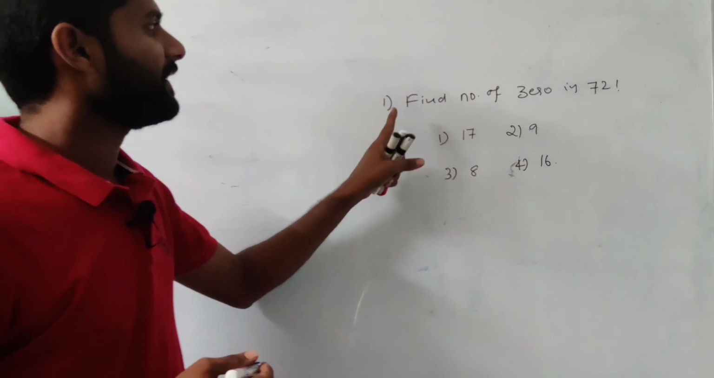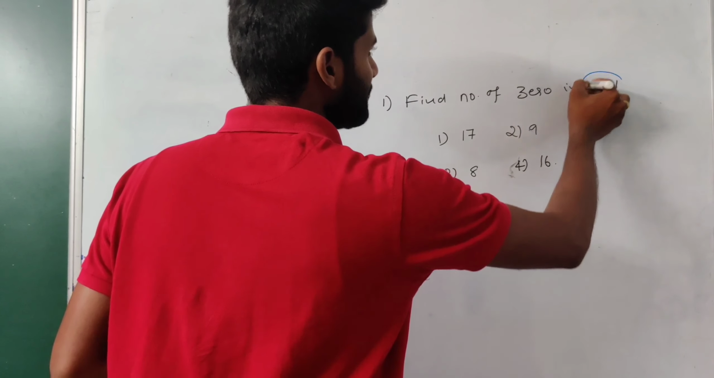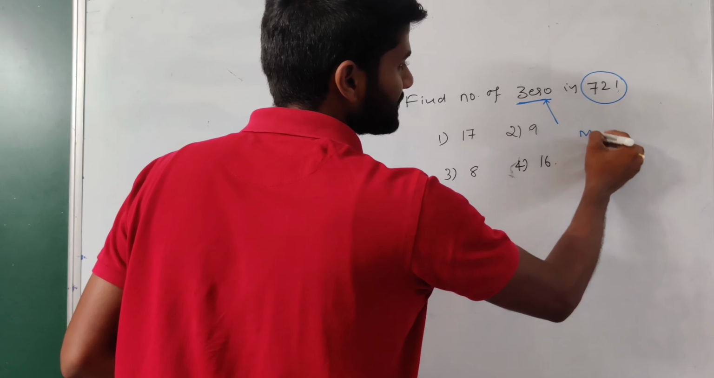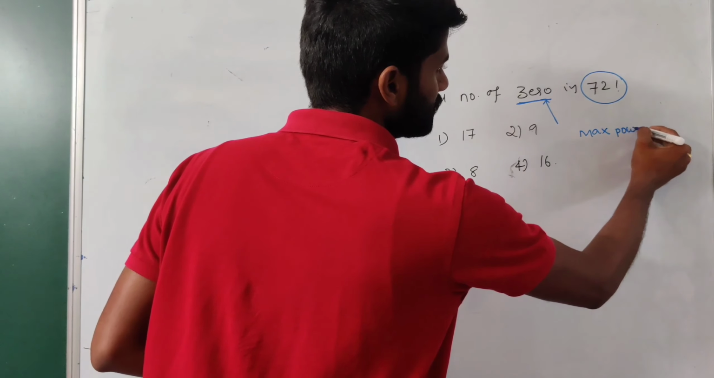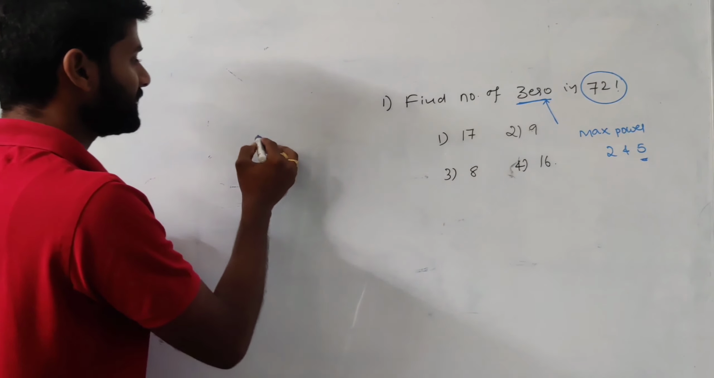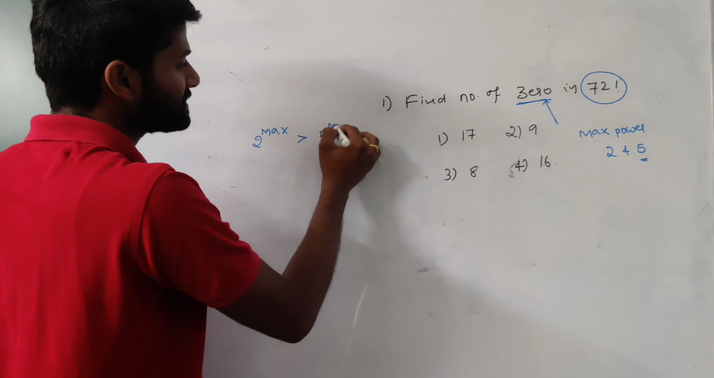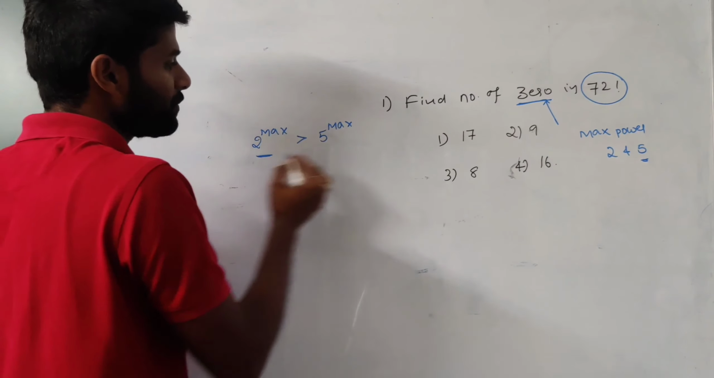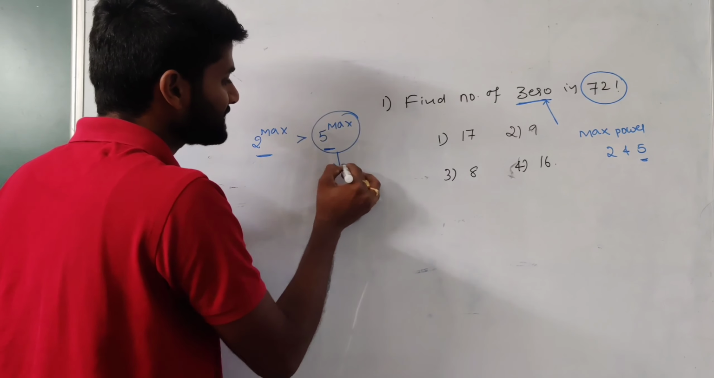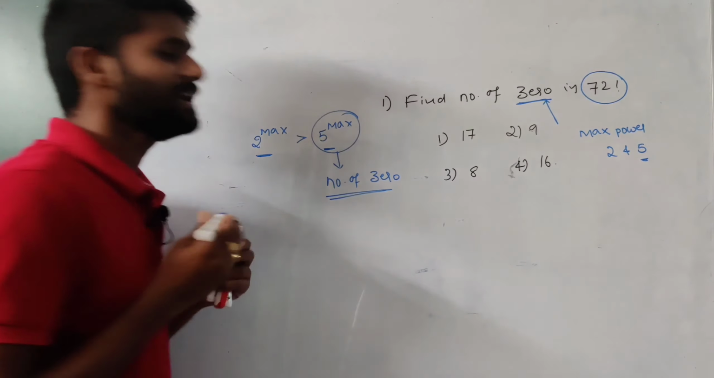Okay, just see the question. Find the number of zeros in 72 factorial. If you want the number of zeros in 72 factorial, we can focus on the maximum power of 2 and 5. We already know that the maximum power of 2 is always greater than the maximum power of 5. So out of these two, the minimum power decides the number of zeros. Whatever the minimum power is, that decides the number of zeros.